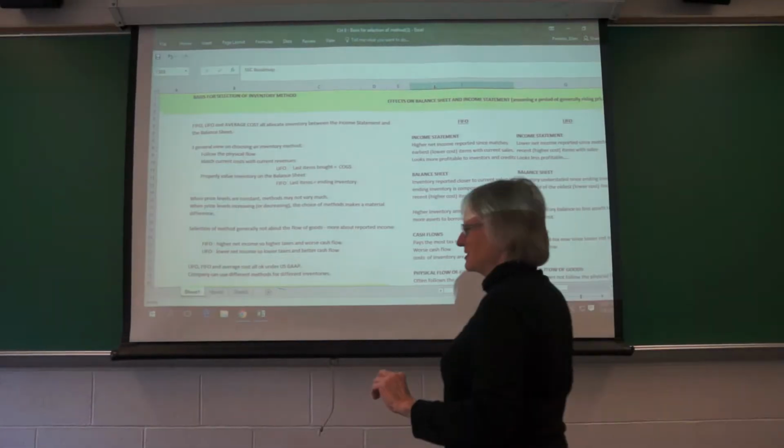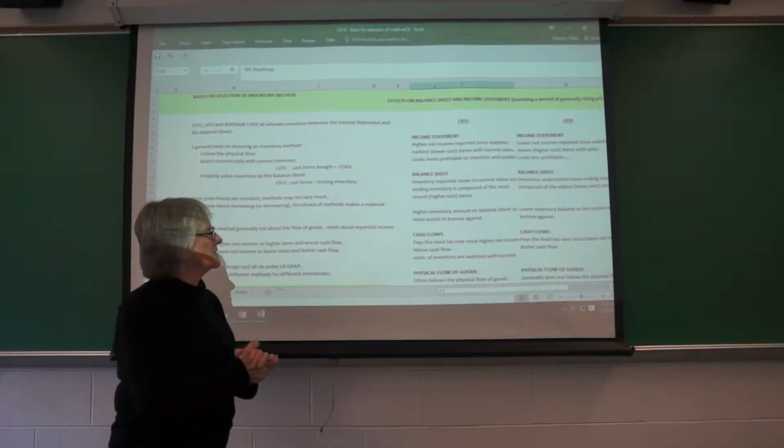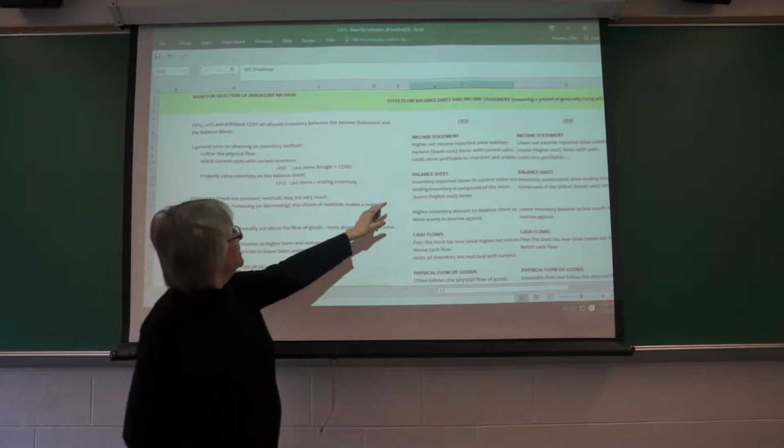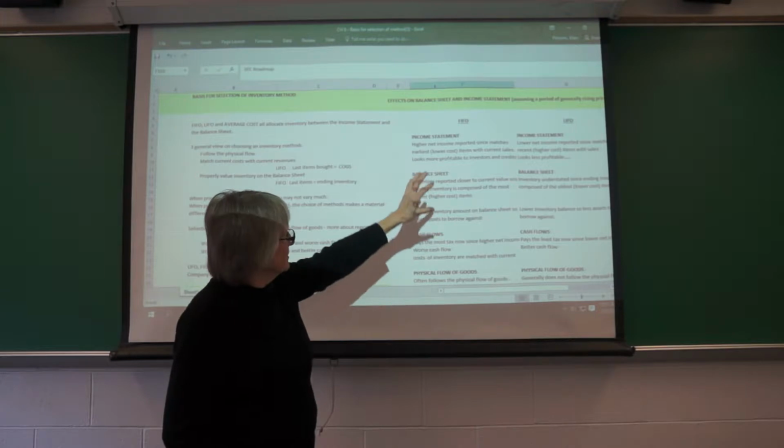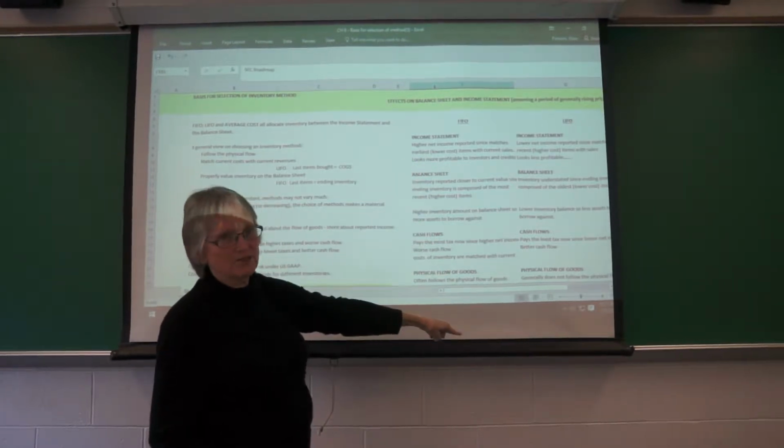Basis for selection of an inventory method. I provide you with a fair amount of information on here that might be helpful: the effects on the balance sheet and income statement, assuming a period of rising prices. This sort of takes you through the whole thing.